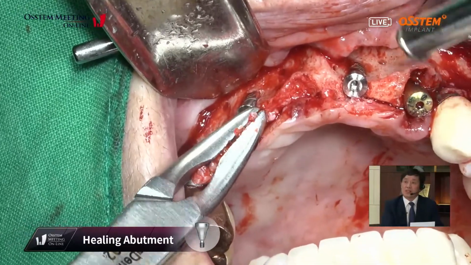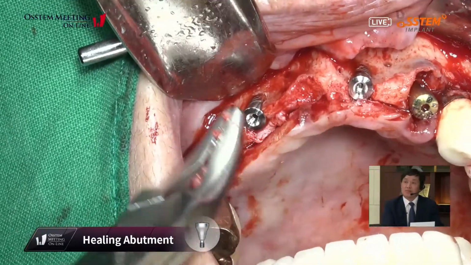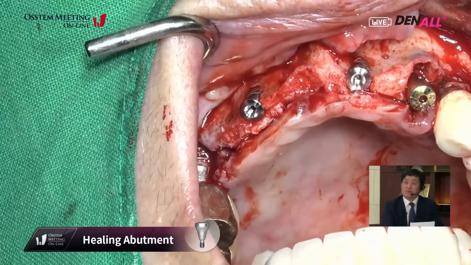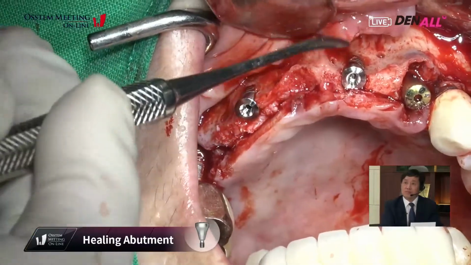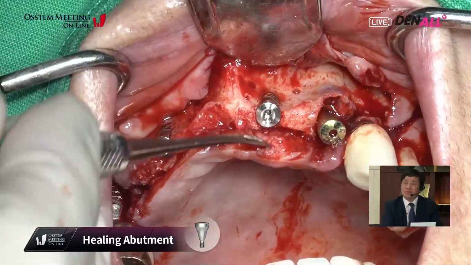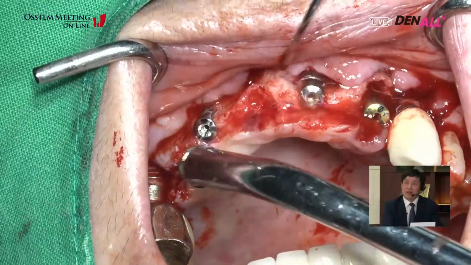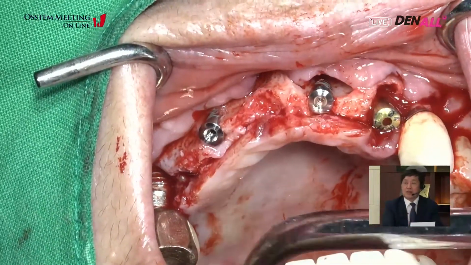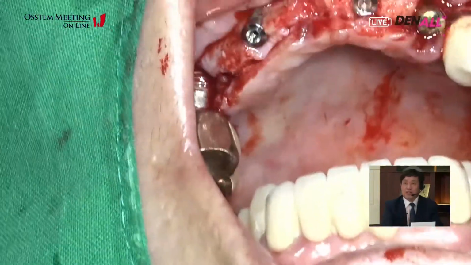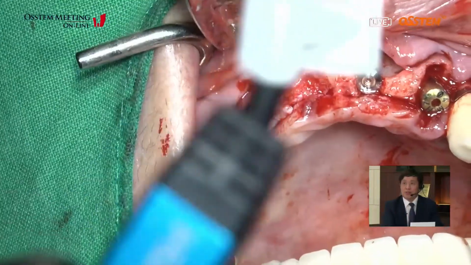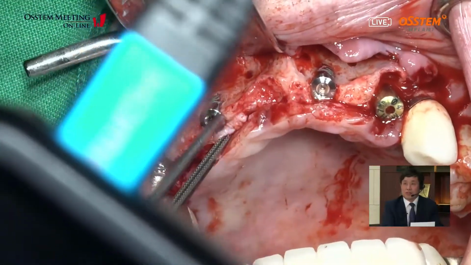So during planning on the program, I could expect the amount of the subcrestal installation, so I could prepare the appropriate length of anchor. Yes. Yeah, he placed the implant in the very deep sites. After that, the 3 millimeter anchors were connected for the GBR.